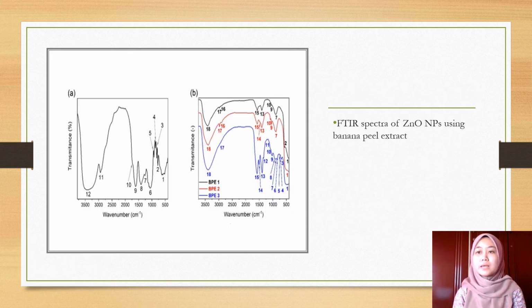This slide shows the FTIR spectra of zinc oxide nanoparticles using banana peel extract. As we can see in the graph on the left side, the peak was in the 560 to 920 cm range due to carbohydrate vibrations. The inorganic powder sample spectra suggest that they consist of zinc oxide.